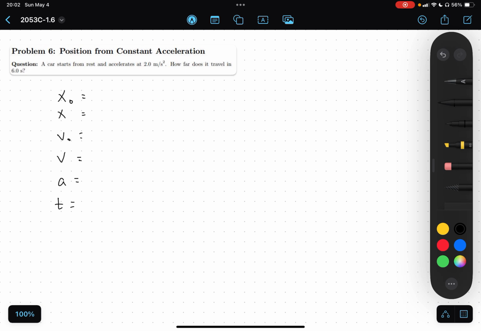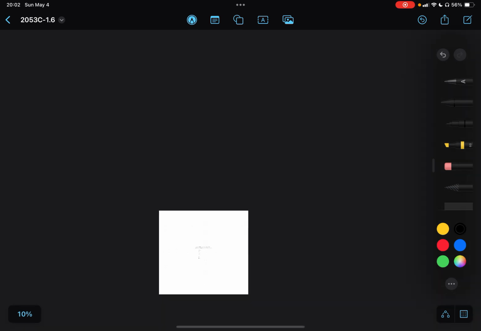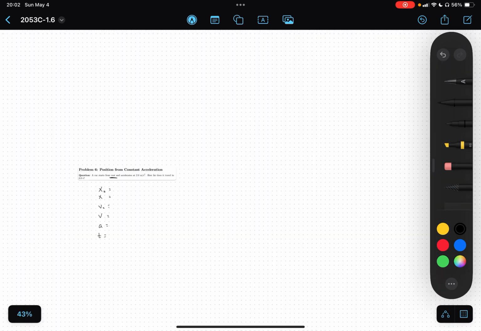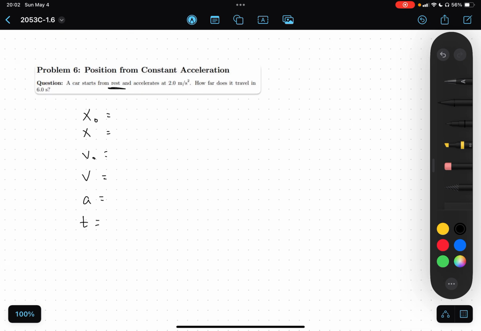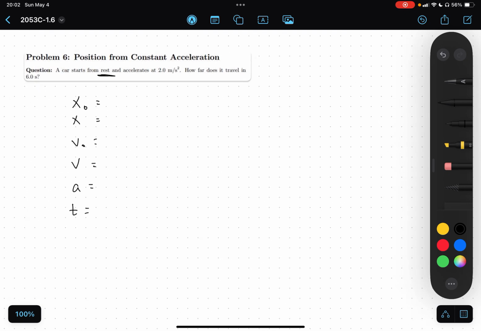So it says a car starts from rest. That's an important one. Rest means initial velocity is 0. And it accelerates at 2 meters per second squared. Acceleration, 2 meters per second squared. How far does it travel in 6 seconds? 6 seconds is your time. And so those 3 values are given directly by the problem.